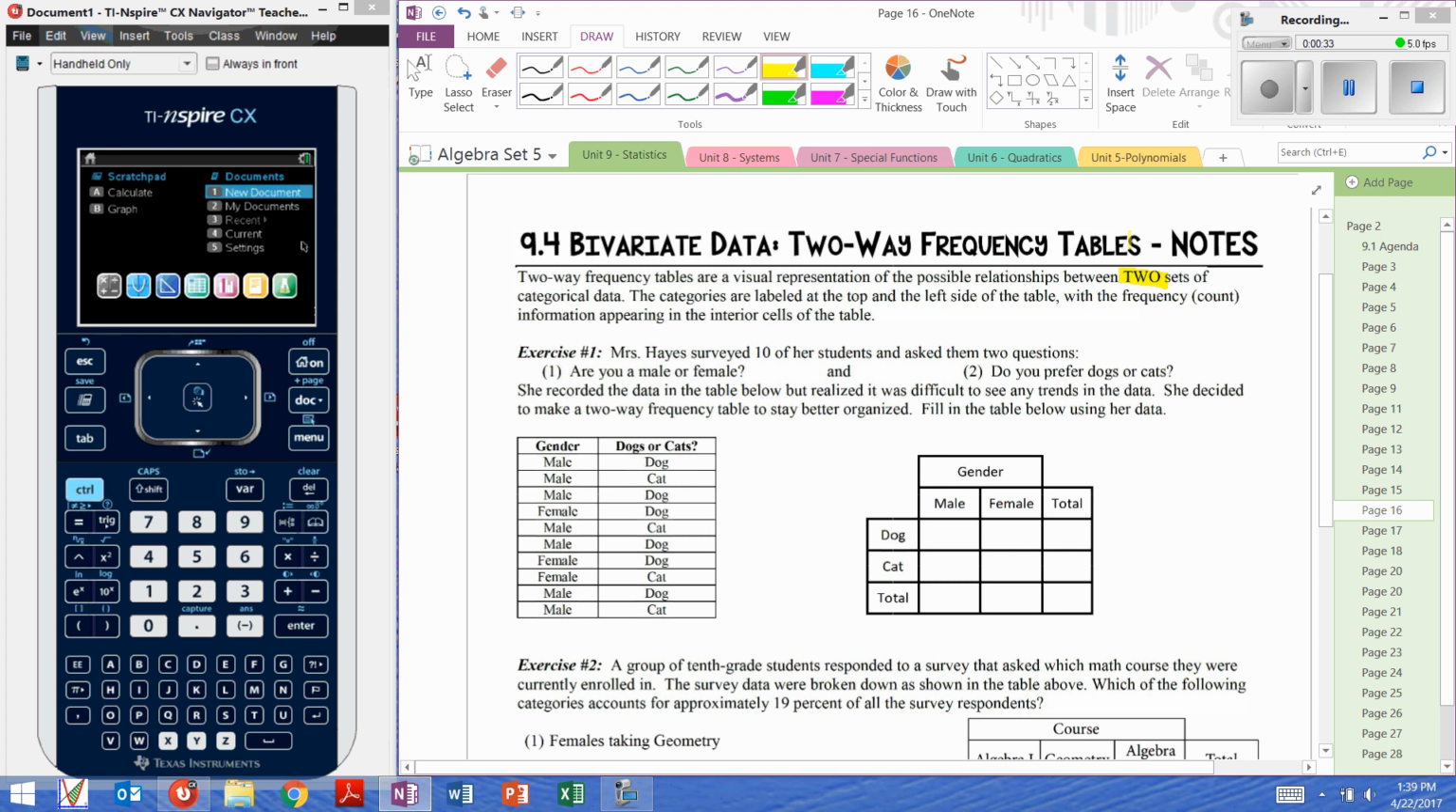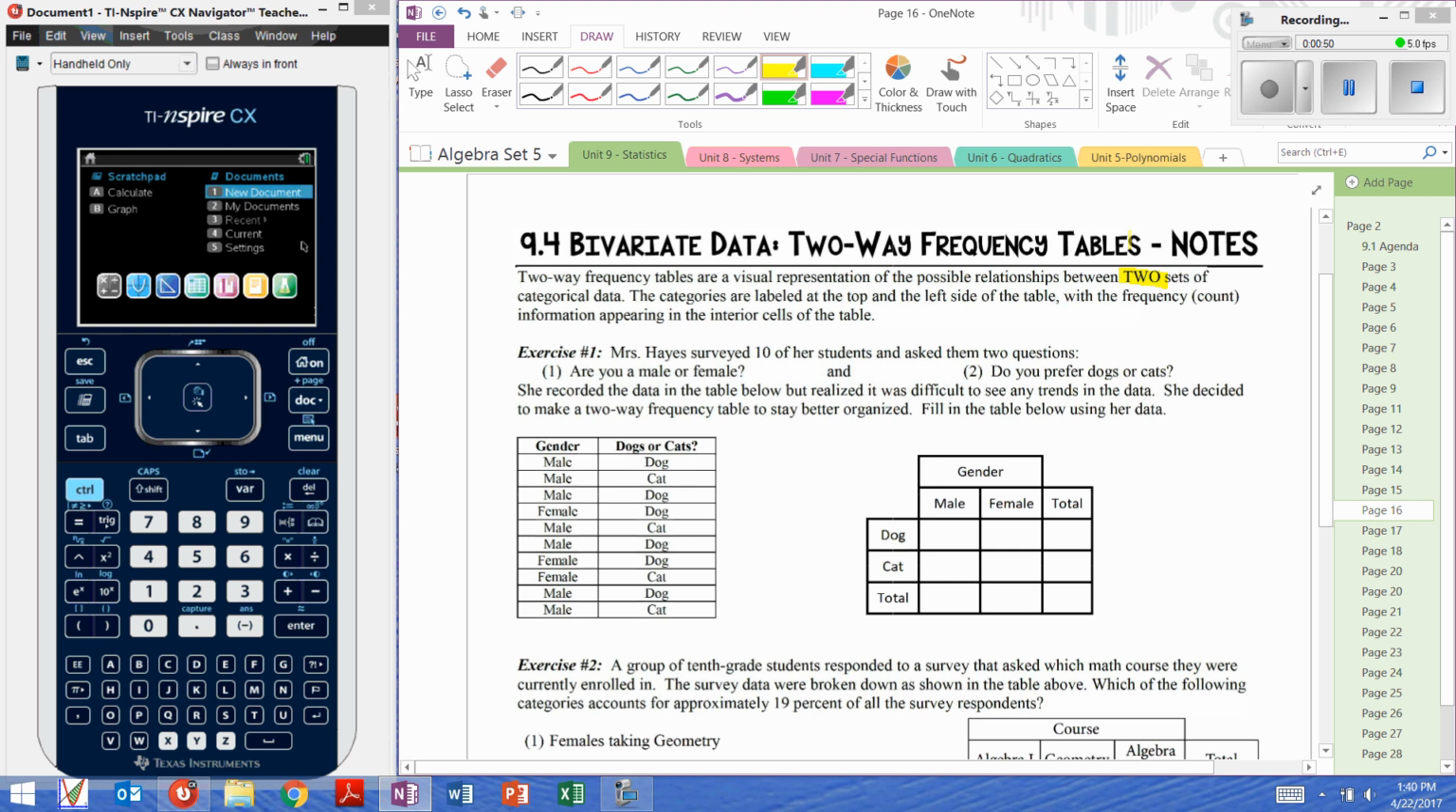The biggest thing that I notice when students are completing these types of questions is that if you don't read it carefully, you will probably make a mistake. So we're going to look for keywords to help us through some of these questions.